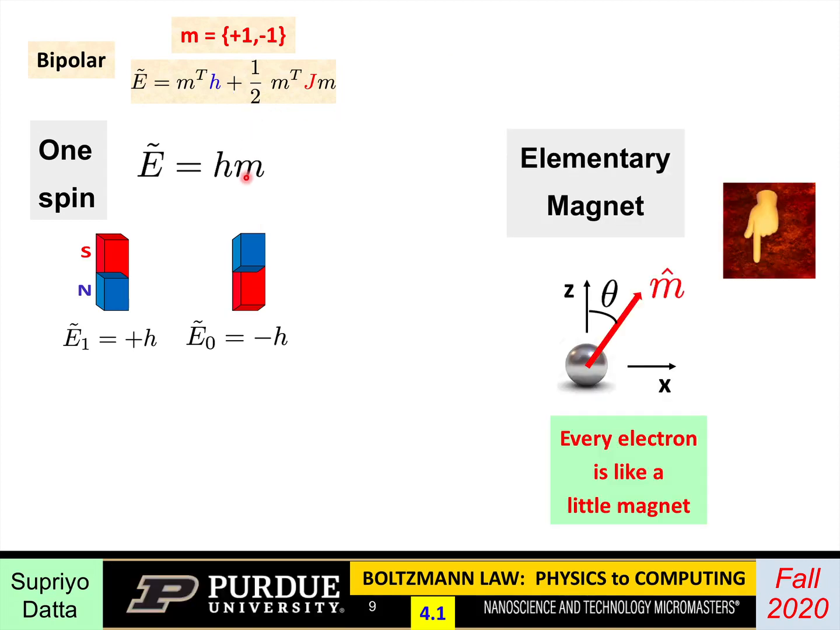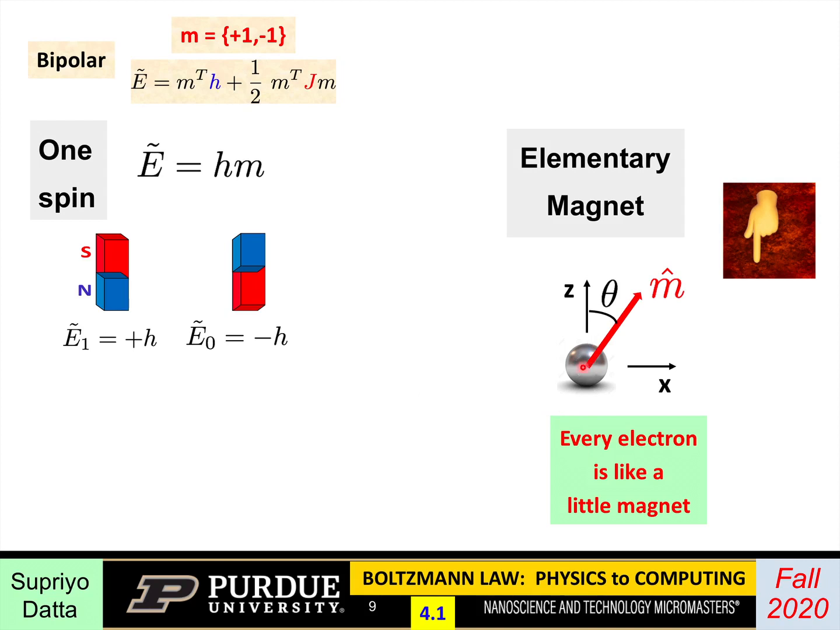Now, this description applies to a classical spin, so it's like a classical magnet. But what we want to describe now is quantum spins, and the best example of that is a single electron, because every electron is actually like a magnet, but it's a quantum magnet. And what I'll try to describe in this lecture is what that means and how you describe it.